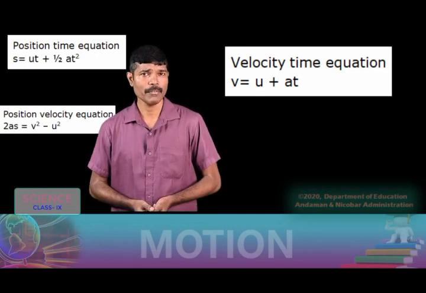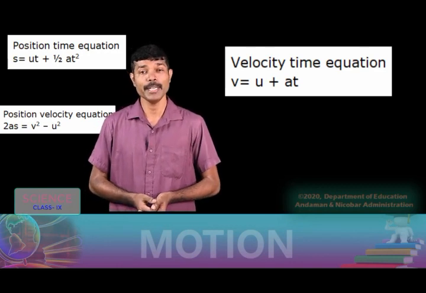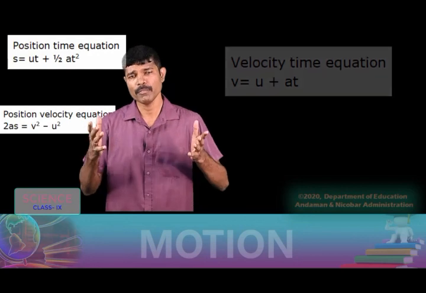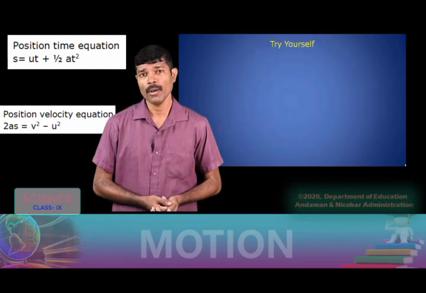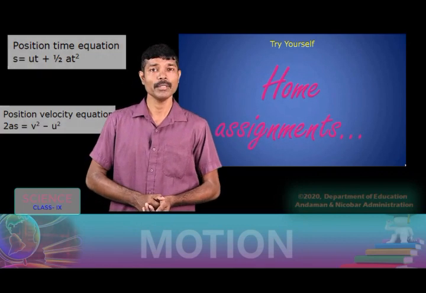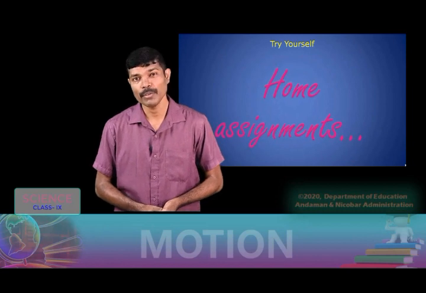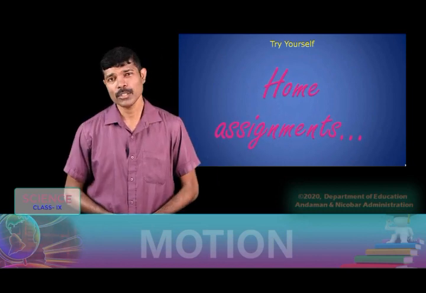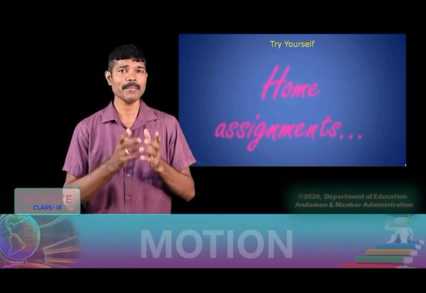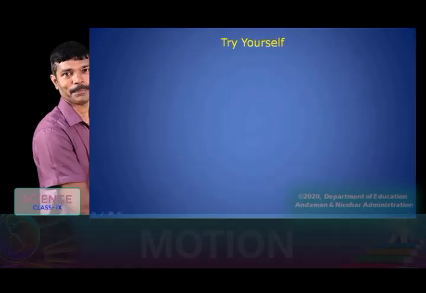And in the later section we have seen how the three equations of motion can be derived by using the velocity time graph, and some numerical problems also we have practiced. Finally, in today's class we have seen about the uniform circular motion and some numerical problems also we have solved. Children, based on today's learning, I would like to give some easy home assignments which you can practice at home. Here are your home assignments.